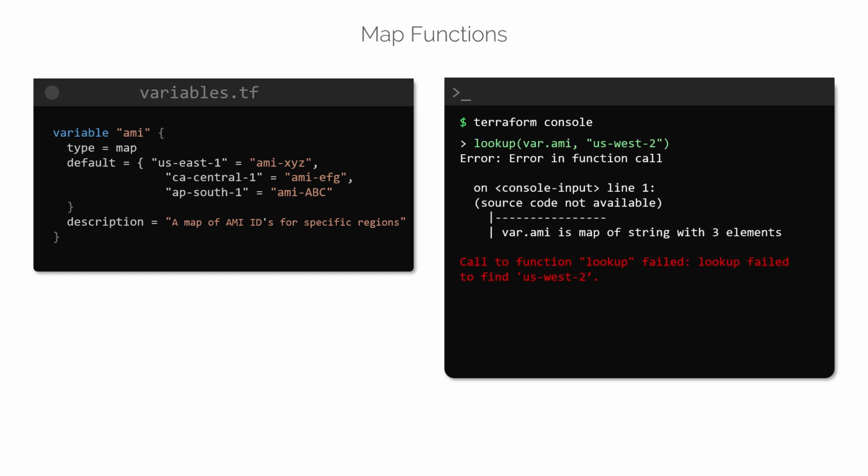However, optionally we can pass in a third argument to this function. This is the default value that will be returned if the key provided in the argument does not exist in the map, like this. In this case, the lookup function will return the value of AMI-PQR, even though the key called USWest2 does not exist within the map. And this is because this value has been supplied to the function as a default.